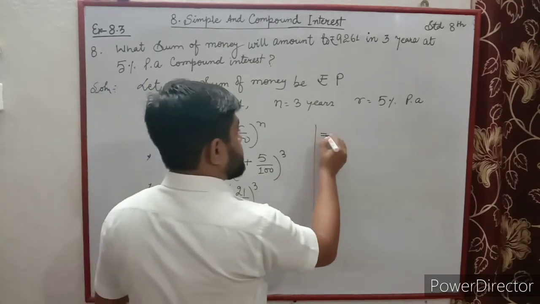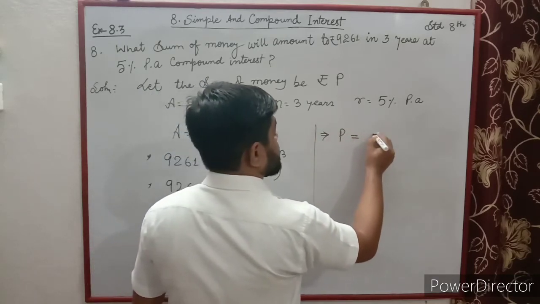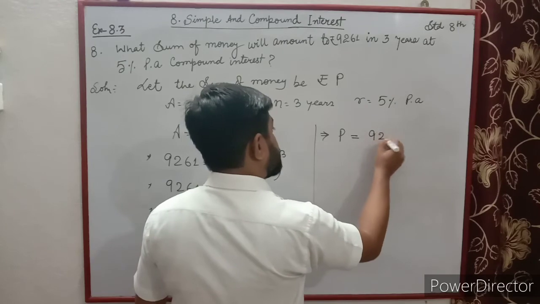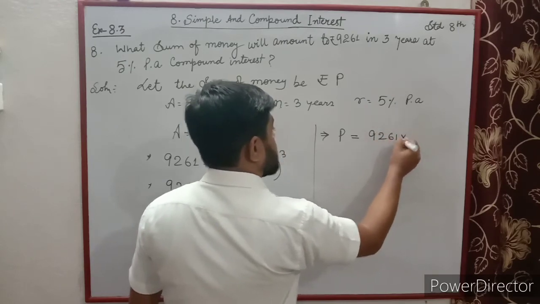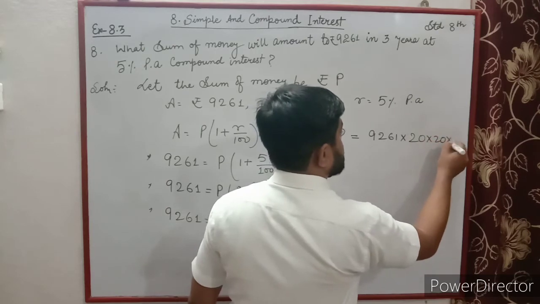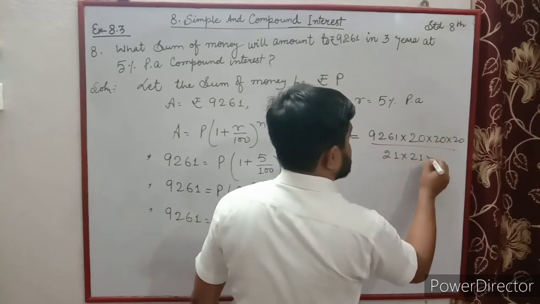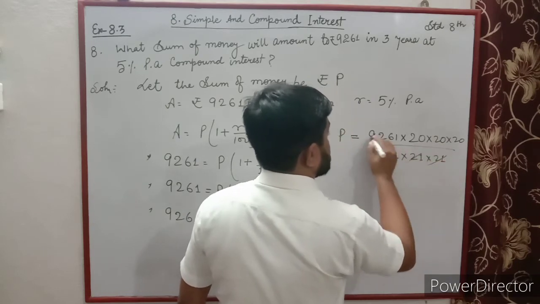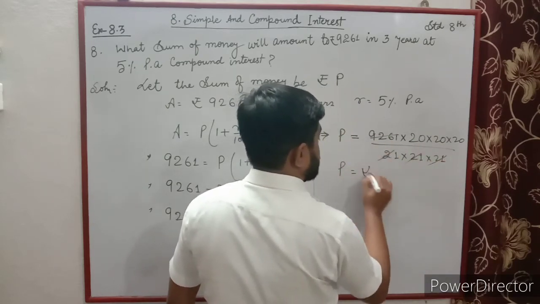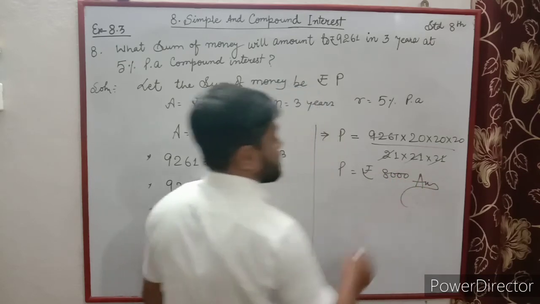Now P is equal to 9,261 multiplied by 20 into 20 into 20 by 21 into 21 into 21. After calculation we have P is equal to 8,000, that is answer.